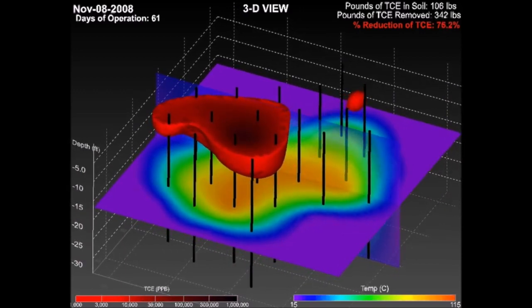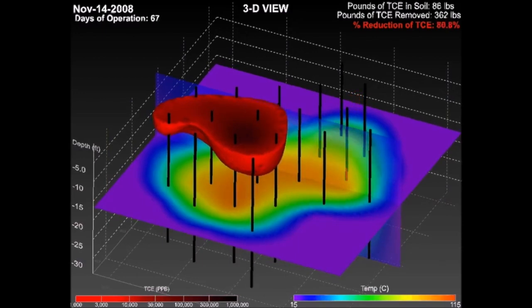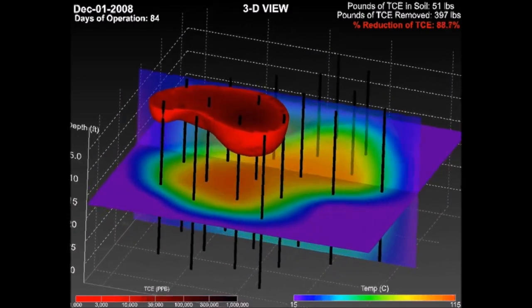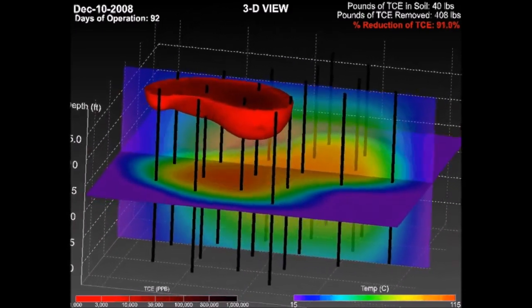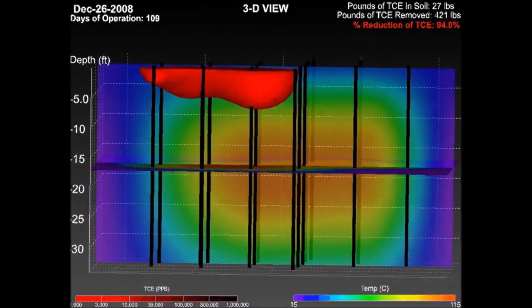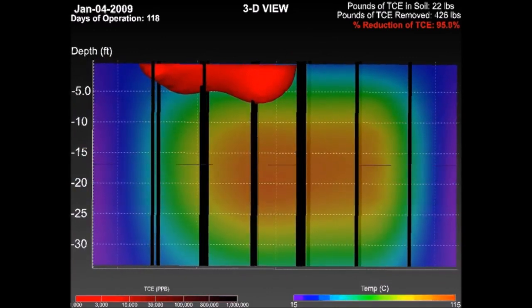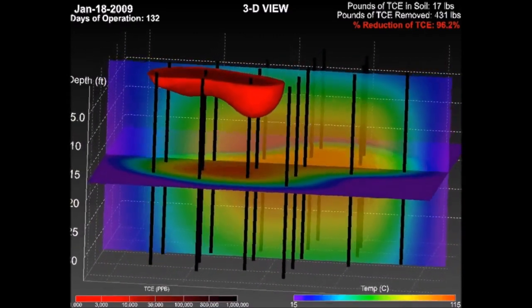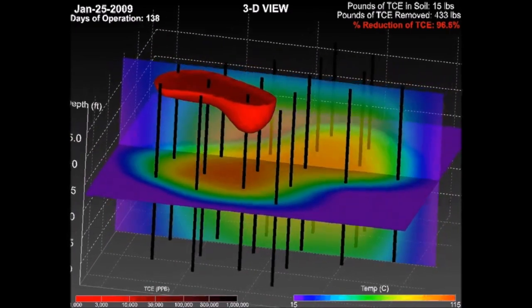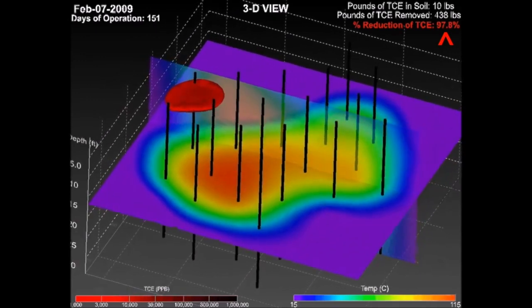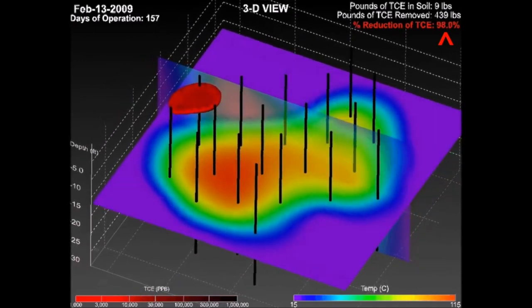The TCE vapors are collected by horizontal wells installed near the ground surface. These vapors are then captured and later destroyed using carbon filtration. In about 6 months, over 98% of the TCE was removed from the subsurface, and all of the remediation goals were met.